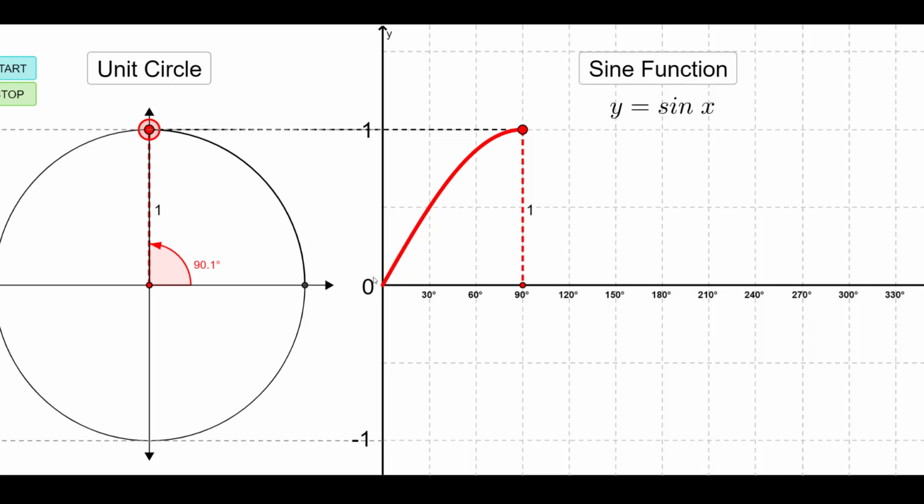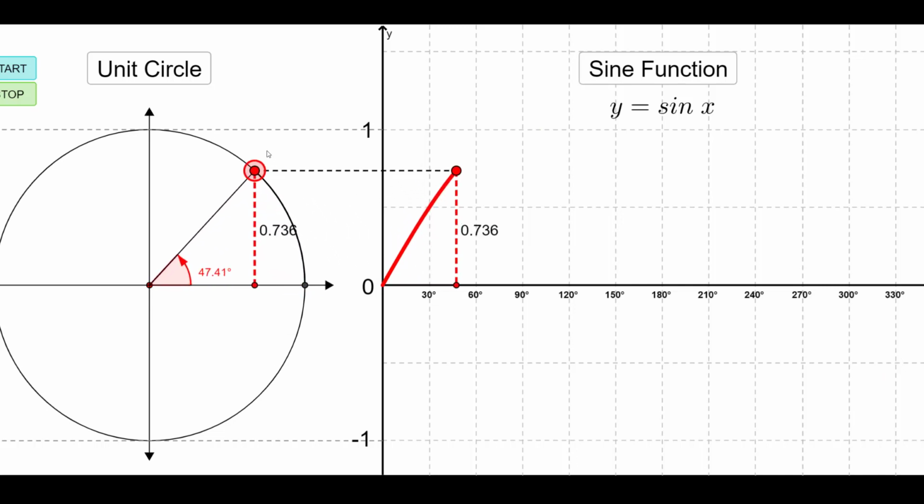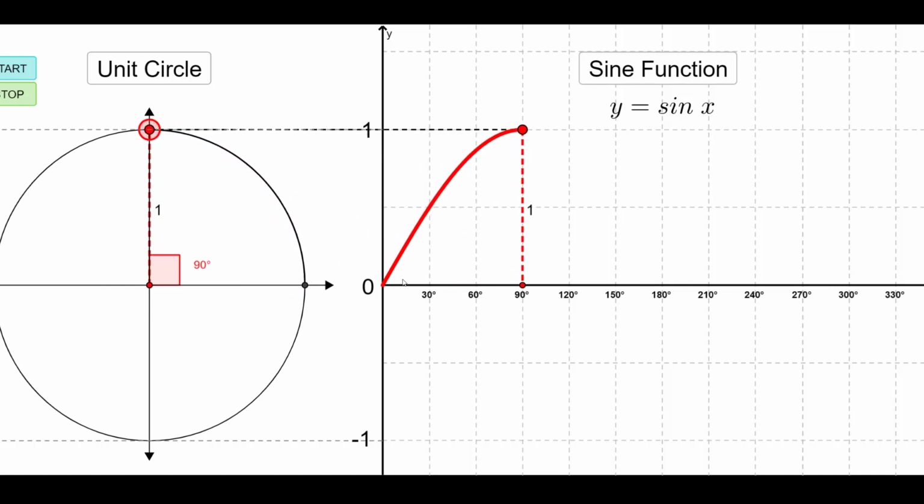Okay, maximum value. So as you can see on this graph, when the angle increases from 0 to 90 degrees, there's a curve on the graph on the right part of the screen. It's a curve like this, starting from 0 and increasing to the maximum value. This is how the sine function starts and varies when we increase the angle from 0 to 90 degrees.